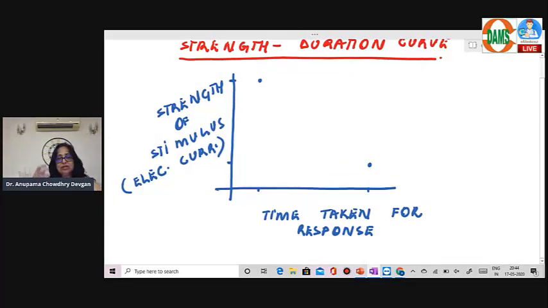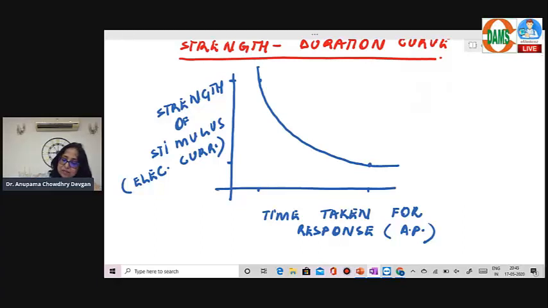I said more the strength of stimulus, less is the time taken, less the strength of stimulus, more is the time taken. And when I see the graph, this is the kind of graph that we get. More the strength of current, less is the time taken, less the strength of current, more is the time taken for response. And we also know that below a certain strength of current, there is going to be no response. When I talk in terms of response here, I mean an action potential.